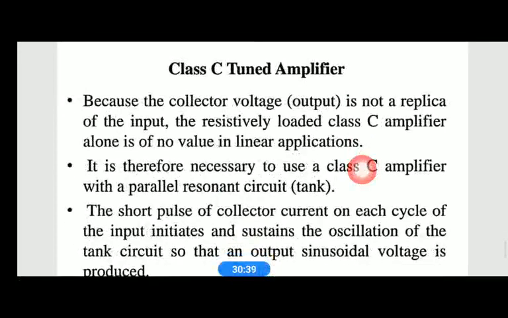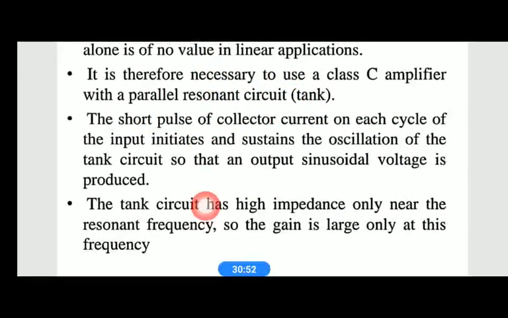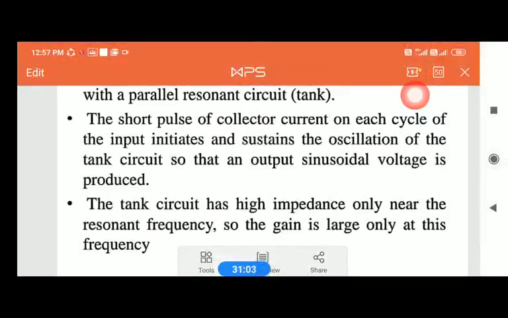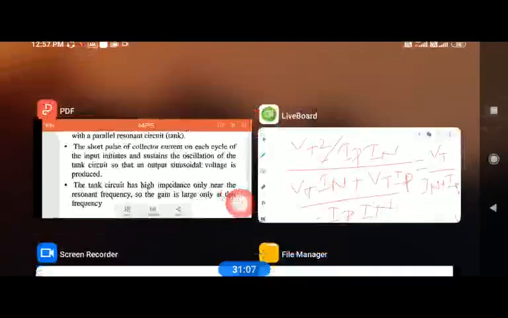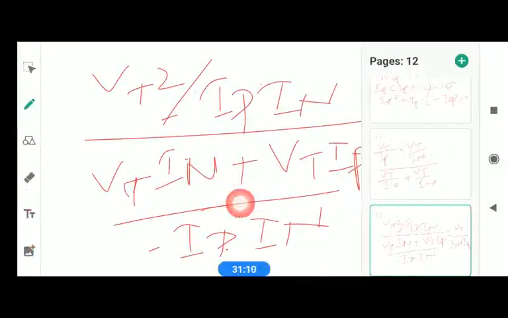In the class C amplifier, the collector voltage is not a replica of the input, because we only get pulses. So to get the full cycle we use an LC tank circuit. The LC tank circuit takes the input pulses and generates a full cycle at the class C output, at a particular resonant frequency.